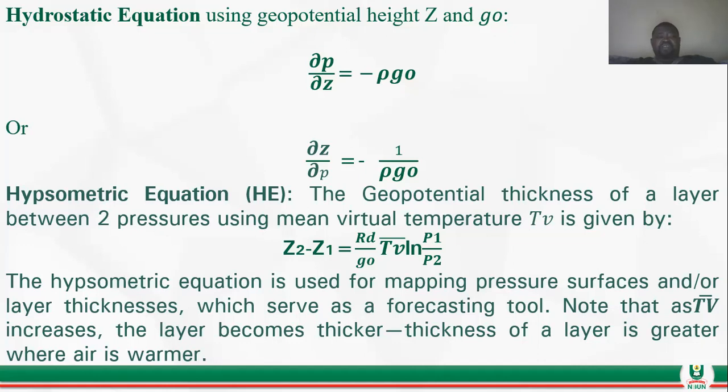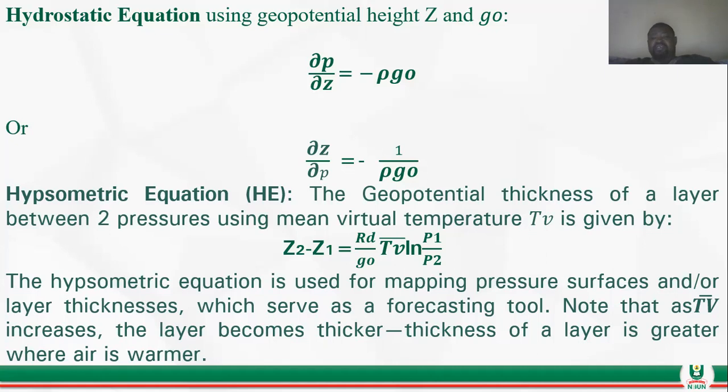The hypsometric equation is the geopotential thickness of a layer between two pressures using the mean virtual temperature Tv, and is given by Z2 minus Z1 equals Rd over g0, times the mean virtual temperature, times the natural log of P1 over P2. The hypsometric equation is used for mapping pressure surfaces and layer thicknesses, which serves as a forecasting tool.